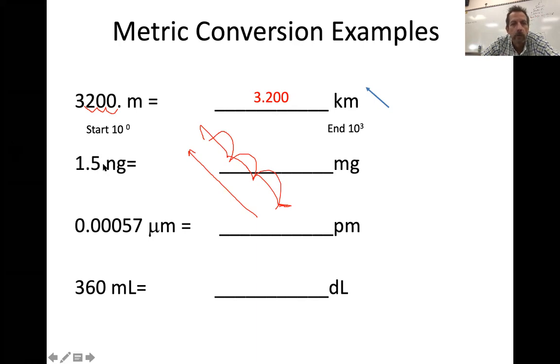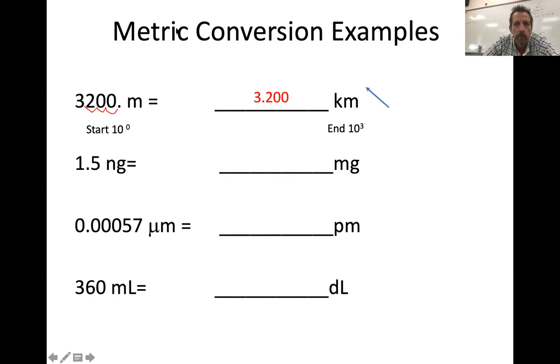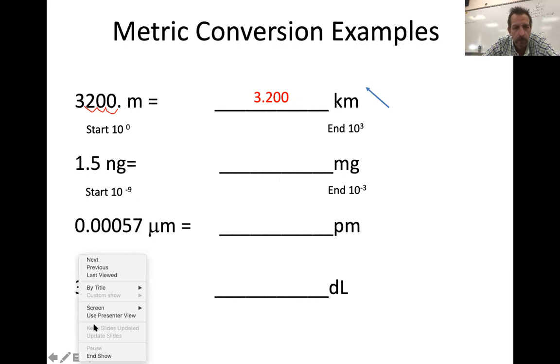Okay, so let's look at 1.5 nanograms compared to milligrams. If you go to your metric staircase, you're going to compare nano to milli, and you're going to find out nano has a very specific position. The specific position for nano is 10 to the -9 on the staircase. The position for milli is 10 to the -3. So let's go to the staircase and look at nano compared to milli.